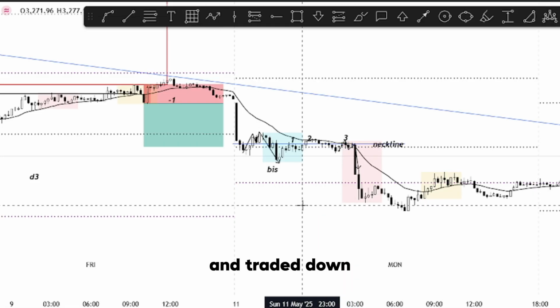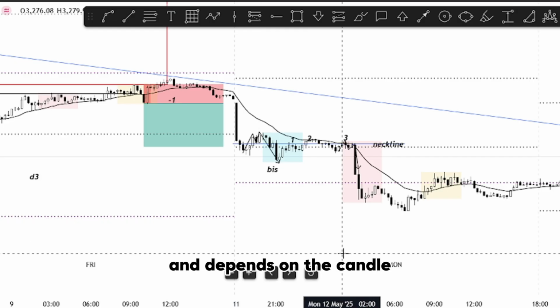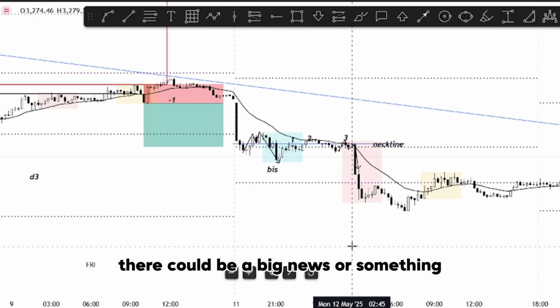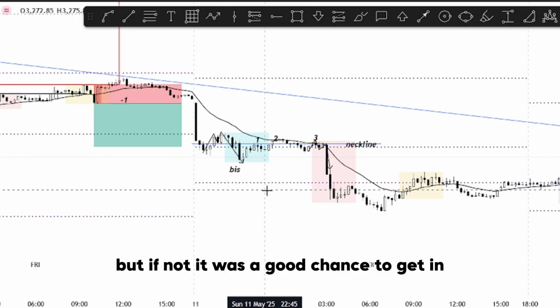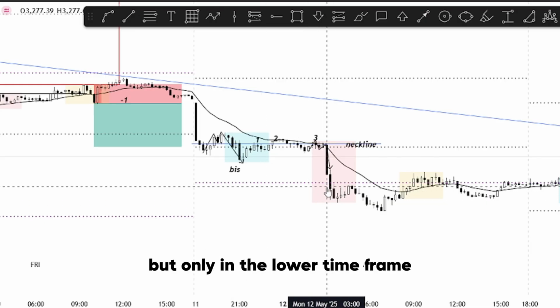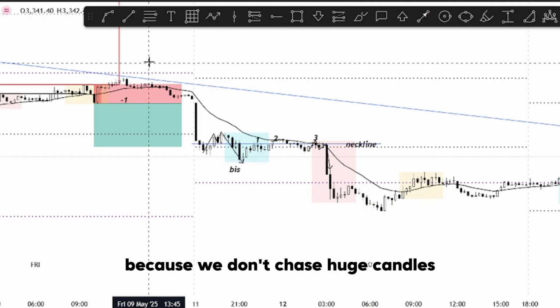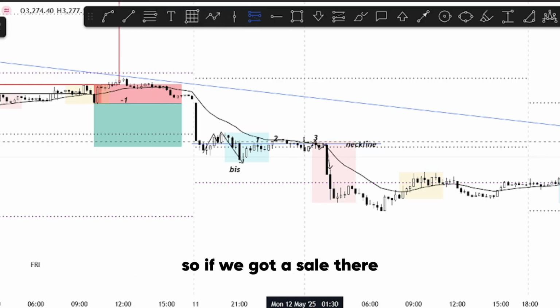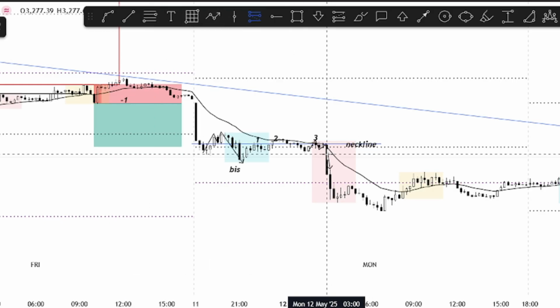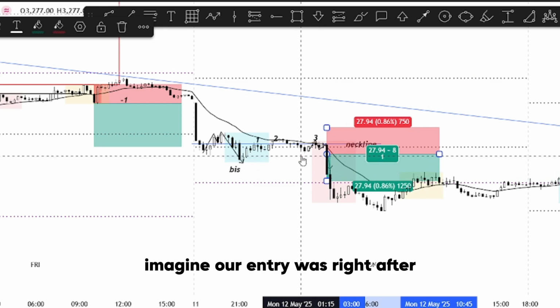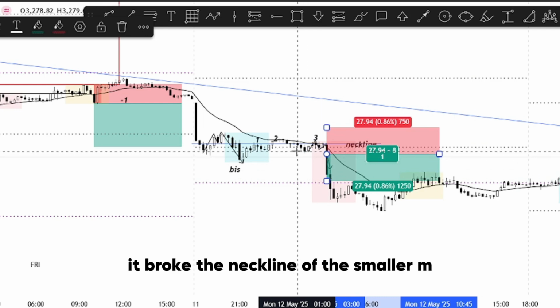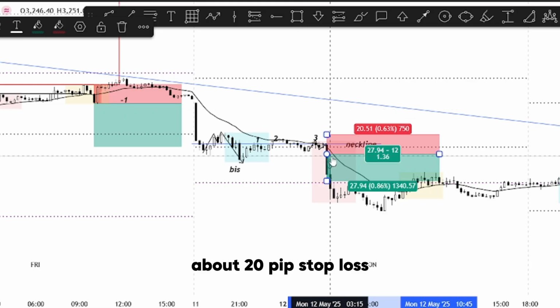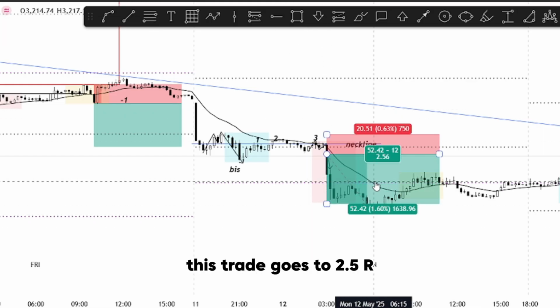and traded down. Depending on the candle, there could be big news or something, but if not, it was a good chance to get in, but only on the lower time frame because we don't chase huge candles. So if we got a sell there on the lower time frame, imagine our entry was right after it broke the neckline of the smaller M, about 20 pips stop loss. This trade goes to 2.5R.